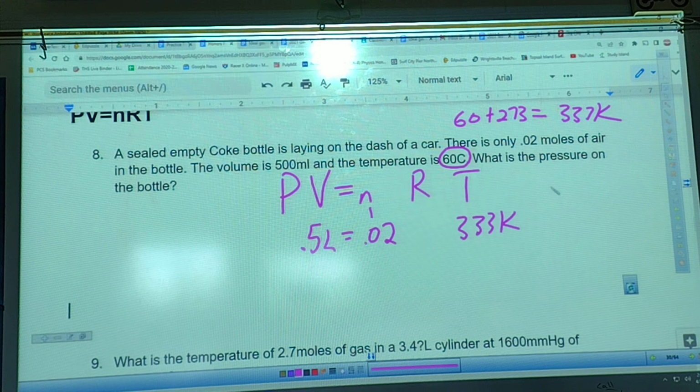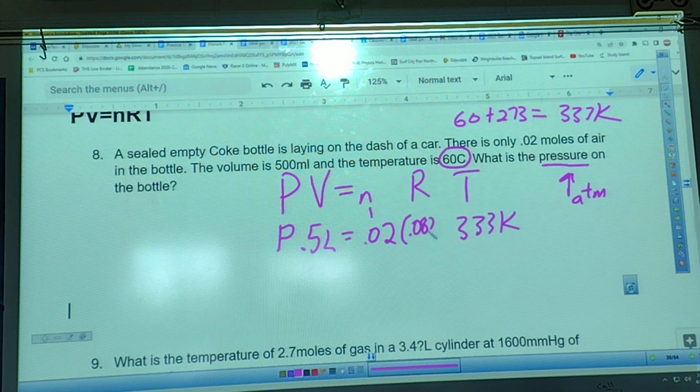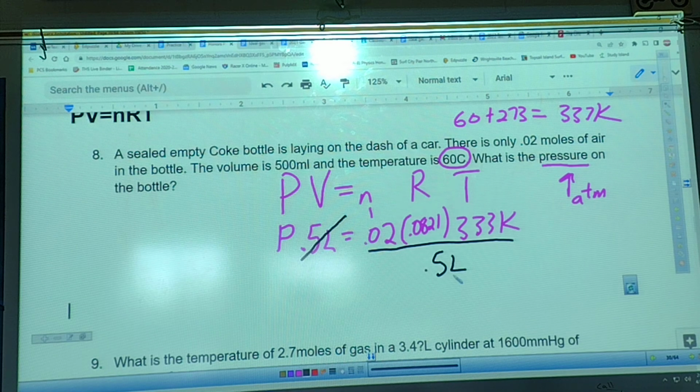All right. This problem doesn't ask you to use any particular type of pressure. So as we discussed in class, we'll give it in atmospheres. So I'll put a P there for my pressure. And I'm going to put 0.0821. That'll give me the answer in atmospheres. I'm going to use some regular old cross multiplying here. We're going to take the 0.5, put it on the bottom, and now we can solve for our P.